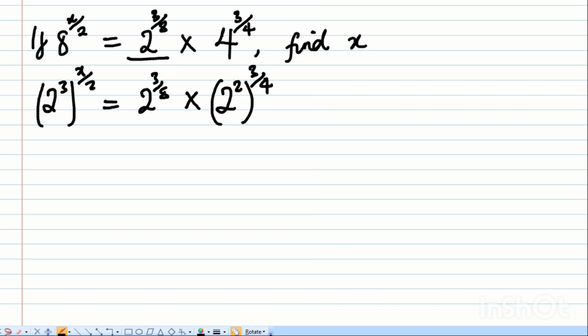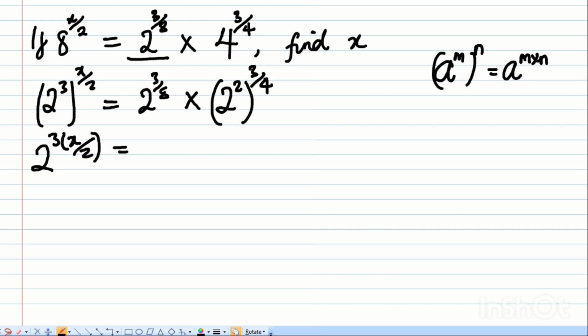Now we're going to use the power law, so I'm just going to write it over here. Remember, a raised to power m, raised to power n, would be a raised to power m times n. So you just multiply the powers. So here I'm going to have 2 raised to the power 3 times x over 2, all right, equal to 2 raised to power 3 over 8 times 2 raised to power, we have 2 times 3 over 4. All right, so nothing can cancel out here, so we just multiply everything.